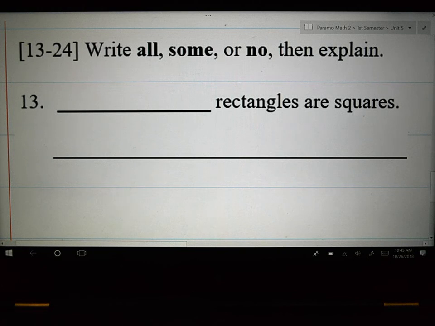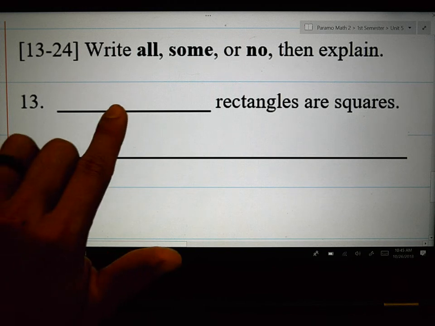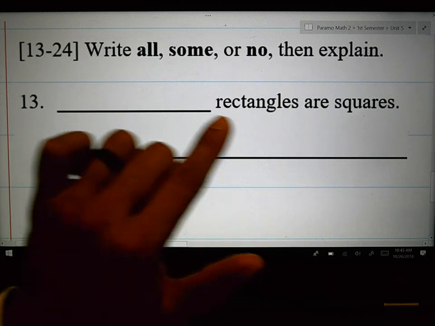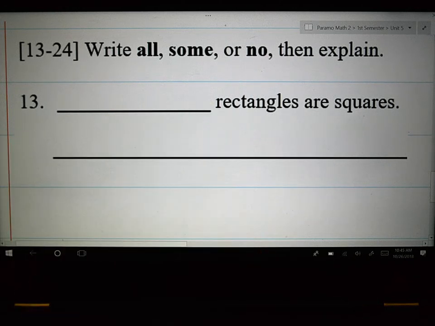This says, write all, some, or no, and then explain. Is it all rectangles are squares? Is it some rectangles are squares? Or is it no rectangles are squares? You're going to make a decision. It's one of those three things. What do you think it is? If you think you know what it is, tell the person you're sitting next to which word it is.